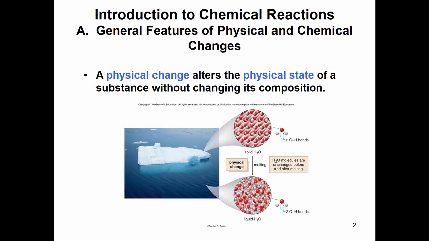A physical change is when you alter the physical state of a substance, but you do not change its components. So if you look here, we have ice. It's still composed of water molecules. That's what we show here. And if you melt the ice, it's still water. The molecules look exactly the same, except of course in liquid water they're more randomly arranged and not as rigid as in the solid state. But they're still the same.